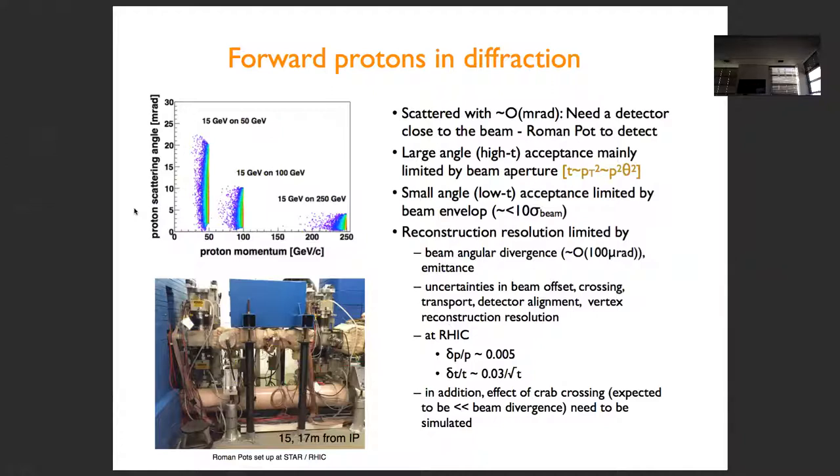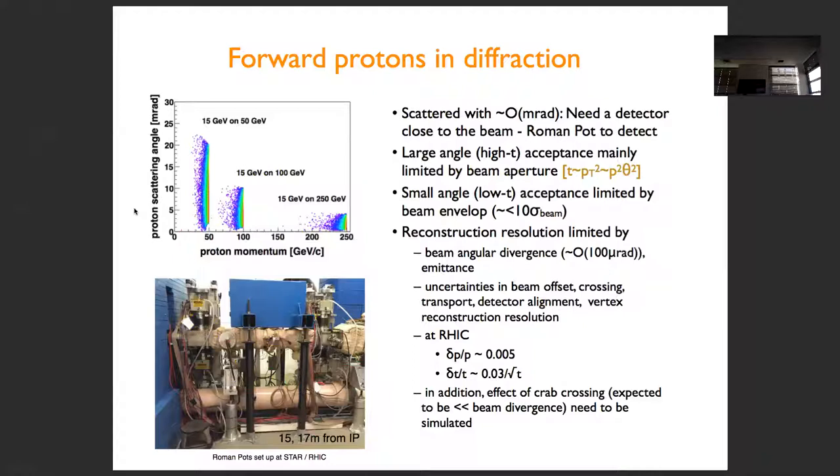We call this a Roman pot, to get close to the beam. There are two limits. One is the large angle limit, where large angle means high t, so you can look at close to elastic correlations. It's mainly limited by the beam aperture. The beam elements have a finite opening, and if the particle cannot get out of the beam element, you are limited. You cannot get a higher angle than that.